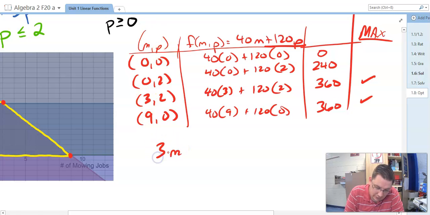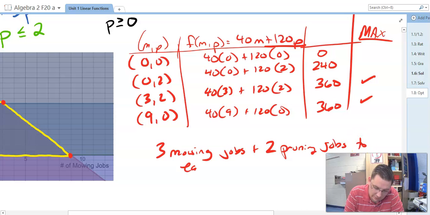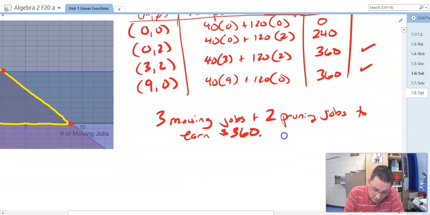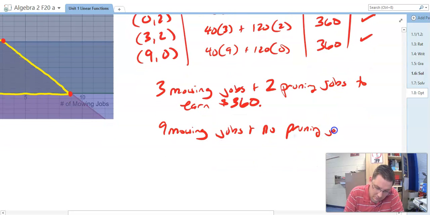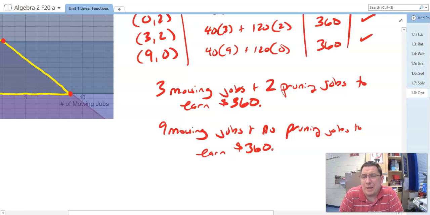So I could do 3 mowing jobs and 2 pruning jobs to earn how much? $360. But I could also do 9 mowing jobs and no pruning jobs to earn $360. So in this problem, we see that this actually has 2 maximums that we can work with here.